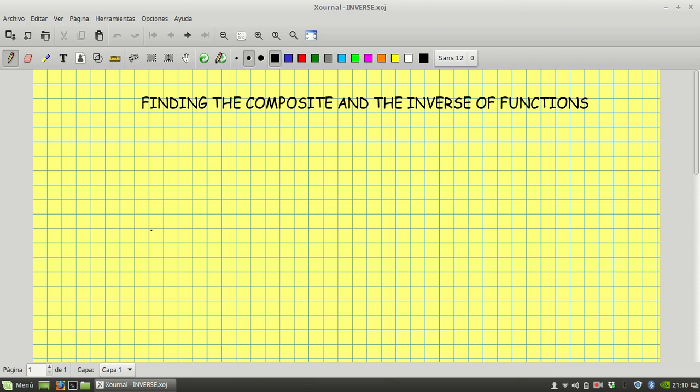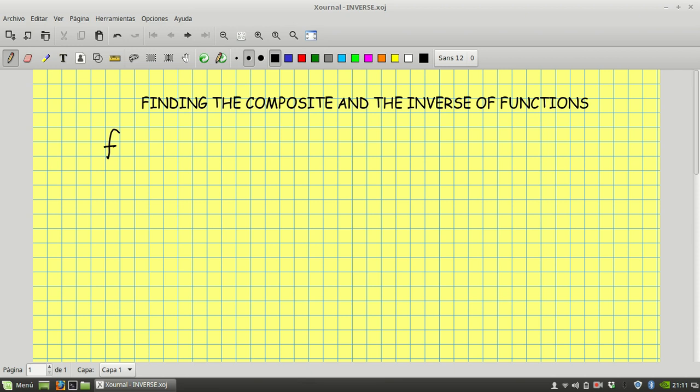Okay, an exercise of a pretty high level. This is the one that we're going to do to understand how to find the composite and the inverse of functions. In another video you can find how to find the inverse of a function, and here we're going to explore both the composite and the inverse.